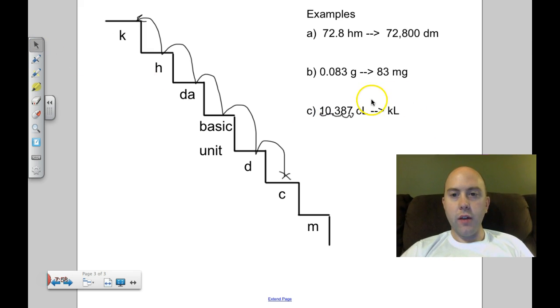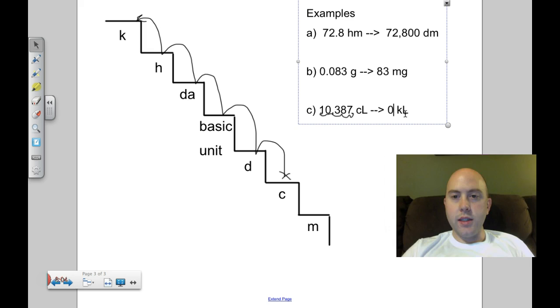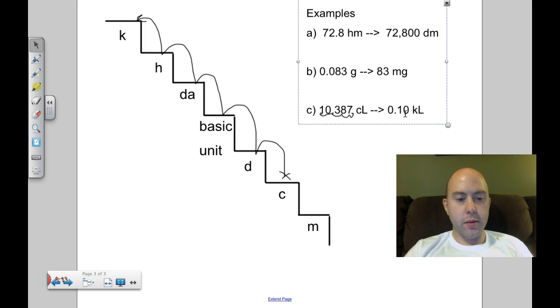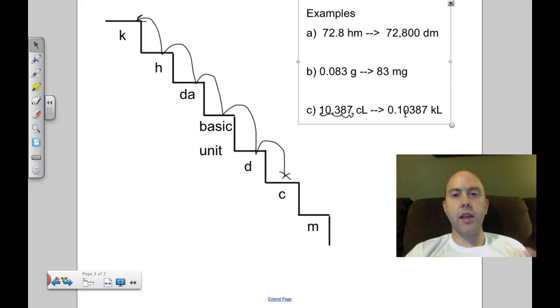So another way of writing 10,387 centiliters is to say 0 point. You don't have to have the 0, or you can just do point. I like to do zeros, but 0.10387 kiloliters. And that's all you do for metric conversions.